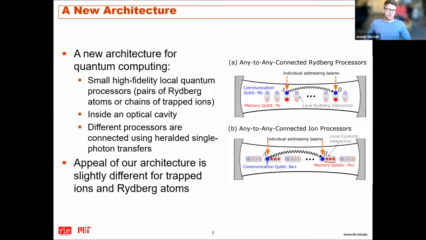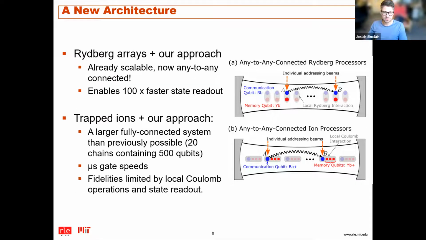Yeah, no, great. So this actually leads right into it. The appeal of our architecture is slightly different for the two platforms. Rydberg arrays are already fairly scalable. The largest systems are hundreds of qubits, and probably a hard upper limit on the size of a Rydberg array is about 10,000 qubits. So scalability isn't the problem, it's connectivity. And the advantage of our architecture for Rydberg arrays is that it would allow 1,000 or maybe a few thousand, up to 10,000 Rydberg atoms to be fully connected. So we're talking about a NISQ device with maybe 10,000 any-to-any connected qubits.